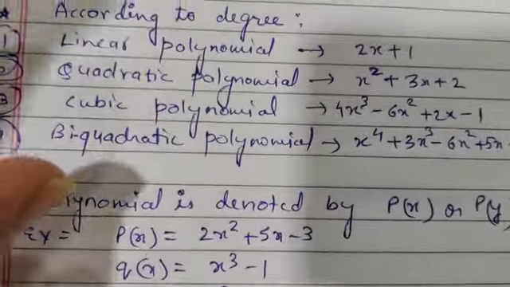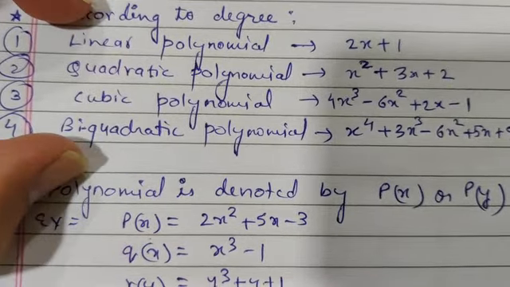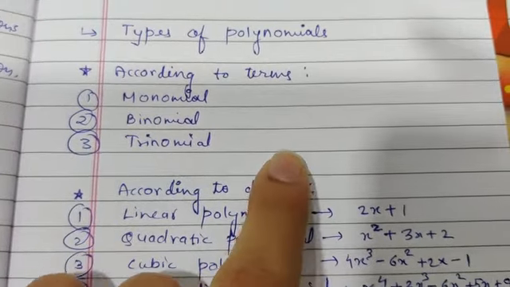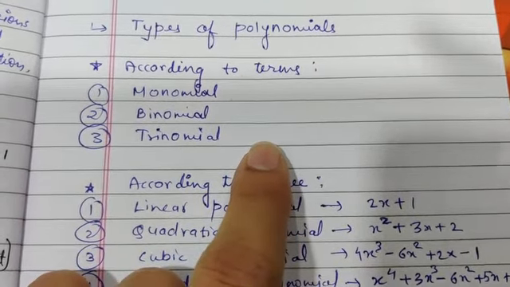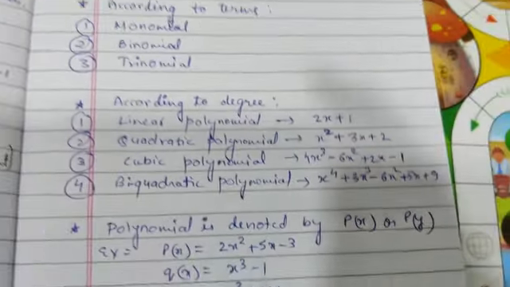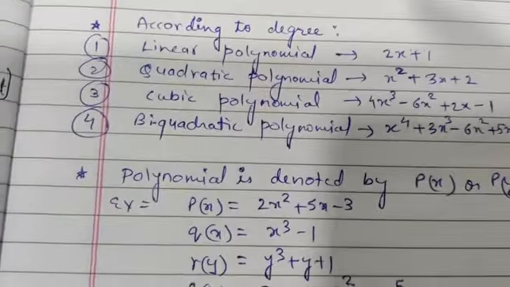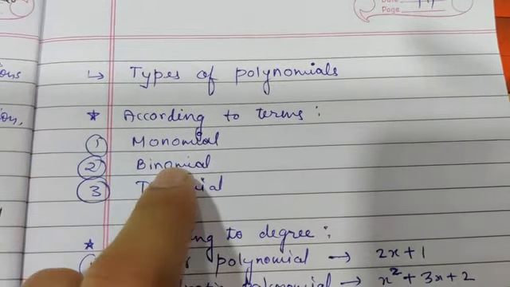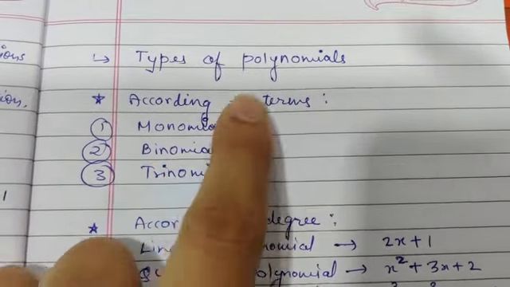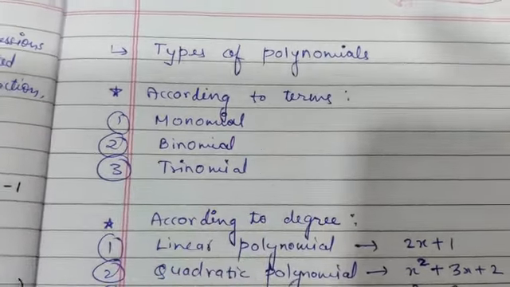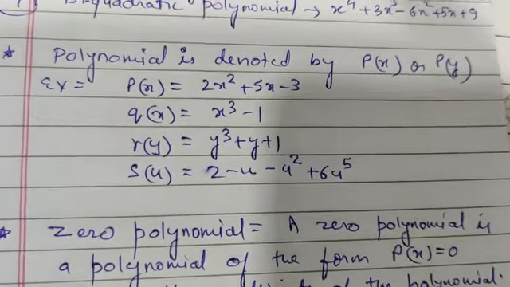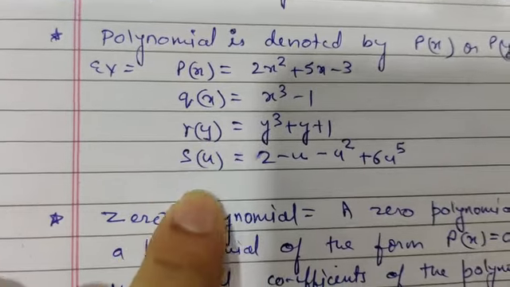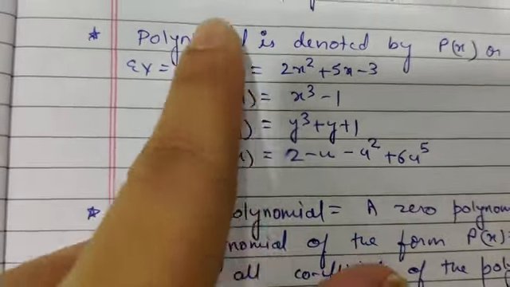So we are learning this according to degree, 4 types of polynomial, and according to terms, 3 types. And what about 4 terms? If there are 4 terms, we can still call it a polynomial. Although for a single term also we can call it a polynomial, and for 2 terms also. But these are the types of the polynomial. Polynomial is denoted by p of x, p of y, q of x, r of y, s of u. In this way we can denote the polynomial.